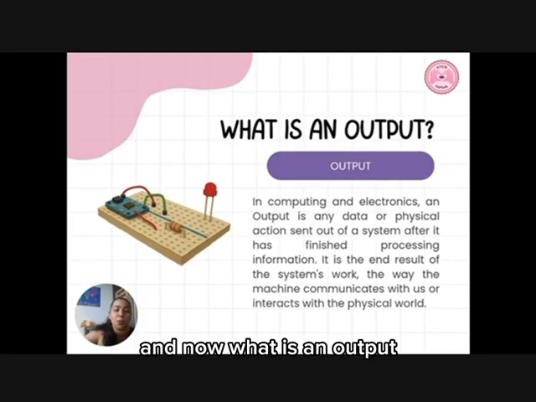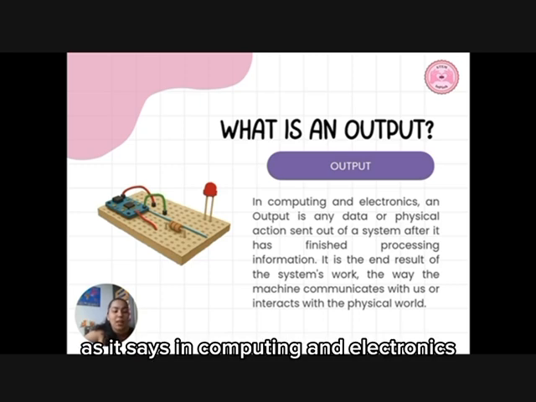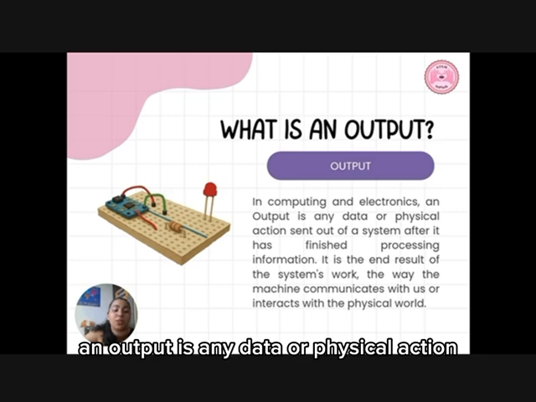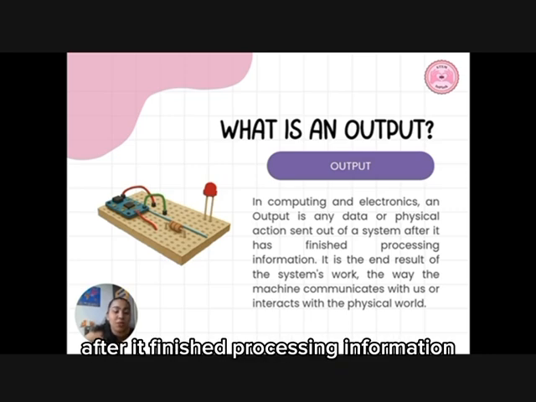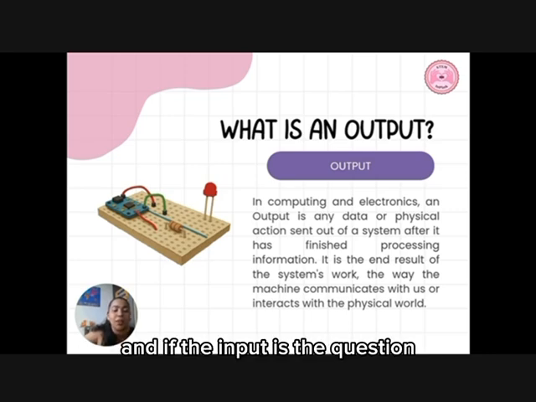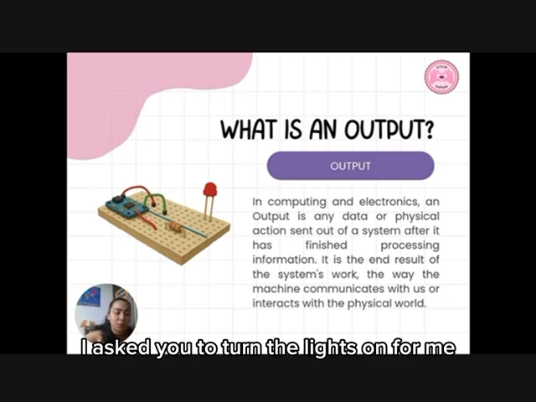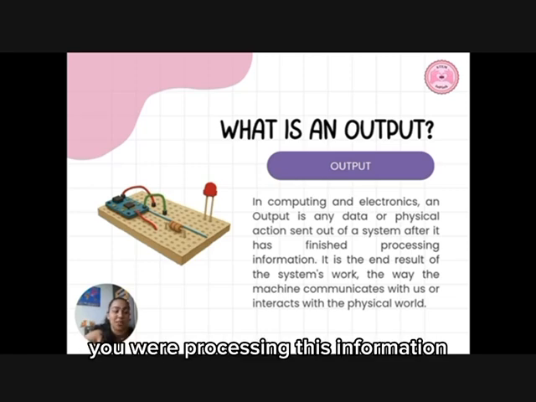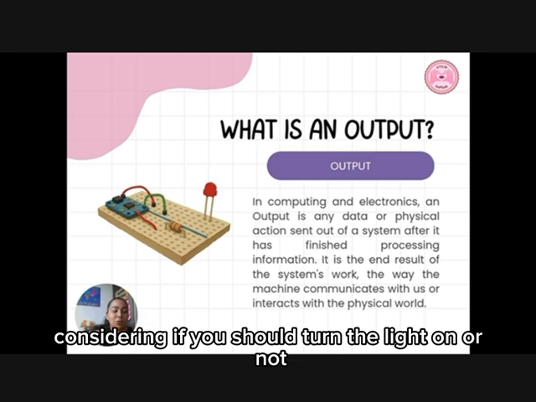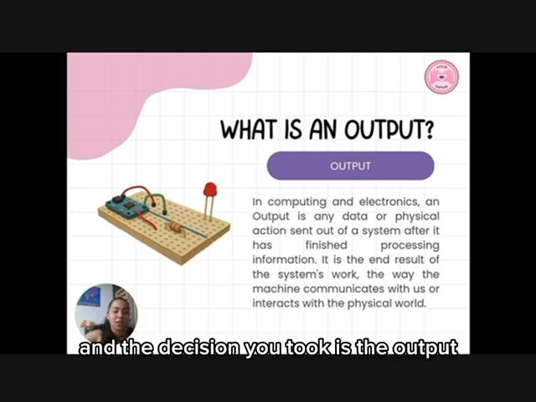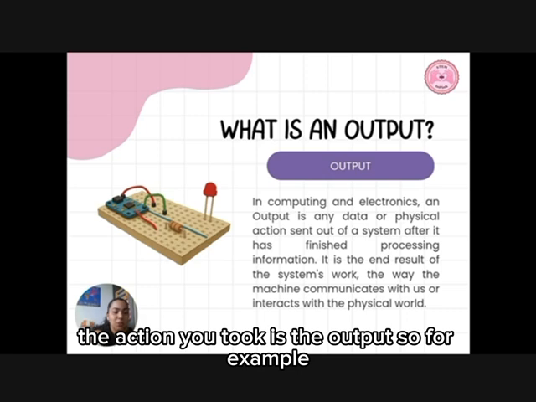And now, what is an output? As it says, in computing and electronics, an output is any data or physical action sent out of a system after it finished processing information. And if the input is the question, the output is the answer. So, remembering the example, I asked you to turn the lights on for me. You were processing this information, considering if you should turn the light on or not. And the decision you took is the output. The action you took is the output.